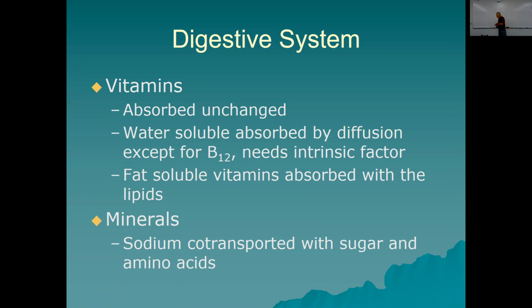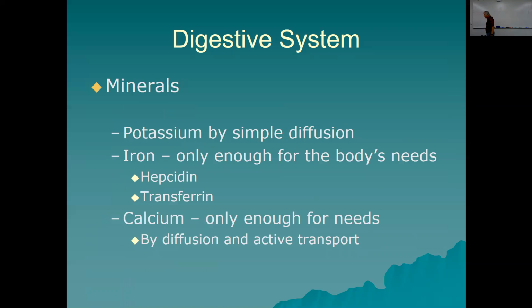Okay, minerals. A lot of minerals are co-transported with sugar and amino acids. Sodium is co-transported with sugar and amino acids. Remember, this is called symport. This is secondary active transport, where the sodium concentration gradient is used to transport things into the cell, particularly sugar and amino acids. Minerals, potassium by simple diffusion.